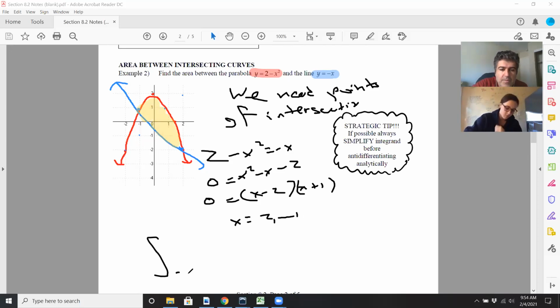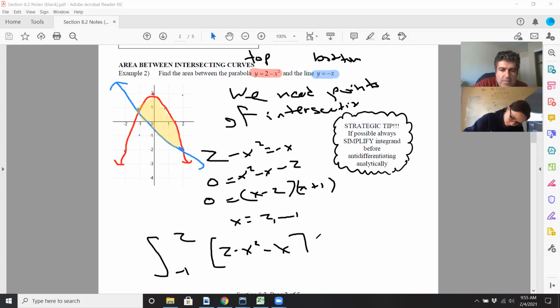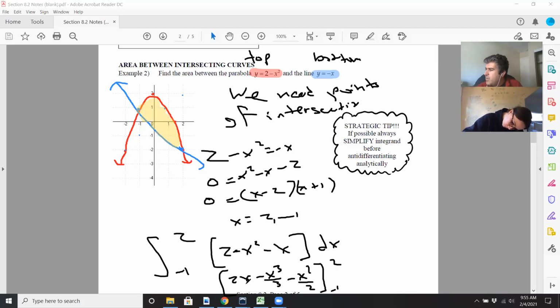So I'm integrating from -1 to 2 of my top curve. My top curve is going to be the red. The bottom curve is going to be the blue. So it's going to be 2 minus x squared minus x dx. Integrate that carefully. That's going to be 2x minus x cubed over 3 minus x squared over 2 from -1 to 2. And if you do that correctly, you should get the area.